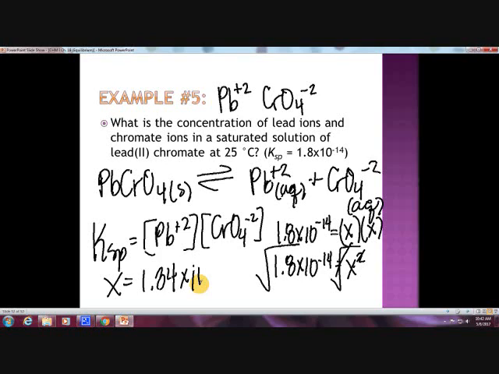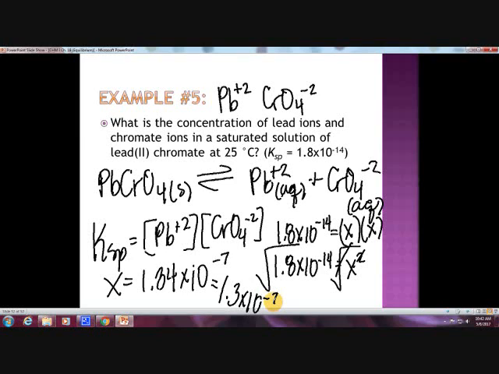It's 1.34 times 10 to the negative 7 if you put it in scientific notation, so you don't have to write out all those zeros. Remember, if it's a decimal, you just put a negative sign on your exponent. For significant figures, we need 2, so it's going to be 1.3 times 10 to the negative 7.